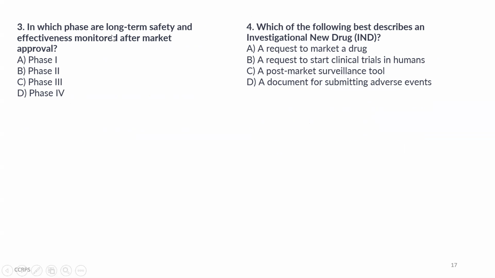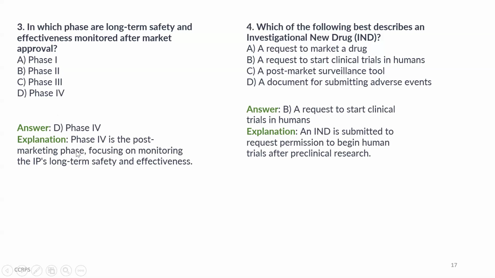Question 3: in which phase are long-term safety and effectiveness monitored after market approval? Of course, phase 4, so it would be D. Phase 4 is the post-marketing phase, focusing on monitoring the IP's long-term safety and effectiveness. Question 4: which of the following best describes an investigational new drug application, IND? It would be B, a request to start clinical trials in humans, starting with phase 1. So an IND is submitted to request permission to begin human trials after preclinical research.